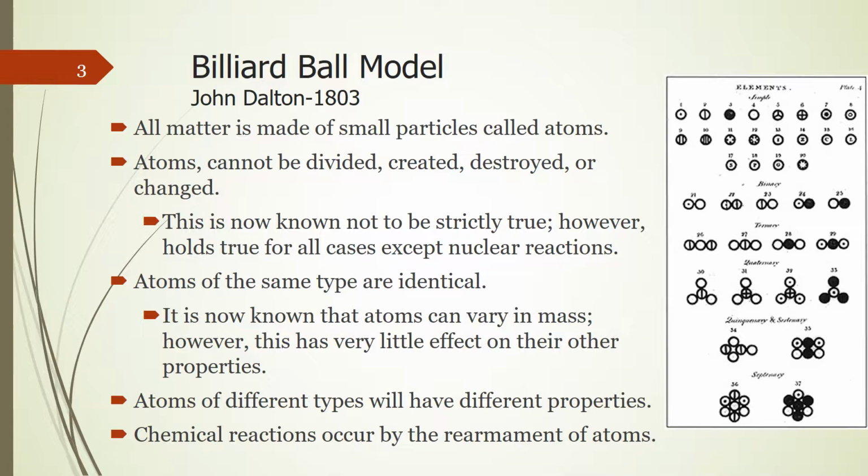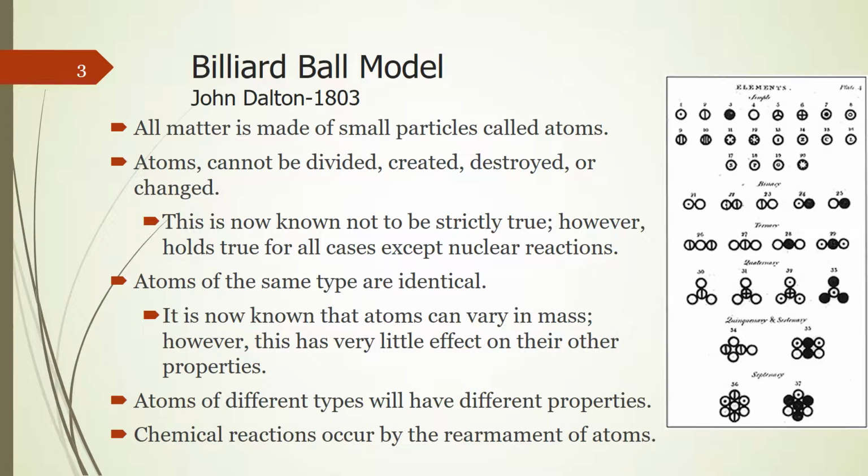Now, we also know that there's an asterisk on that one. There are some minor variations between atoms, what we call isotopes. We'll talk about that a little bit later. Long story short, though, they're basically identical. They do the same stuff. If you have an atom of carbon, you have an atom of carbon. They're interchangeable. Atoms of different types will have different properties.